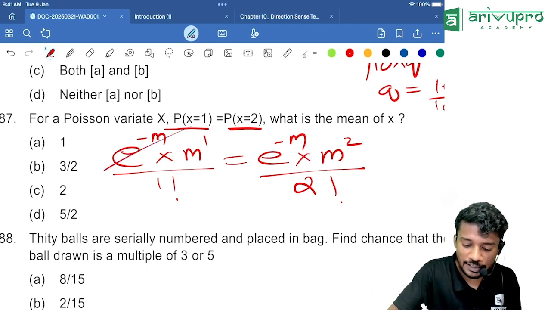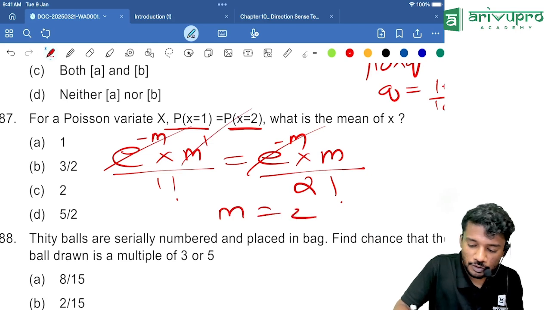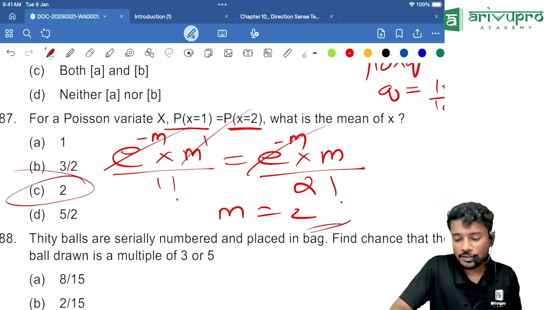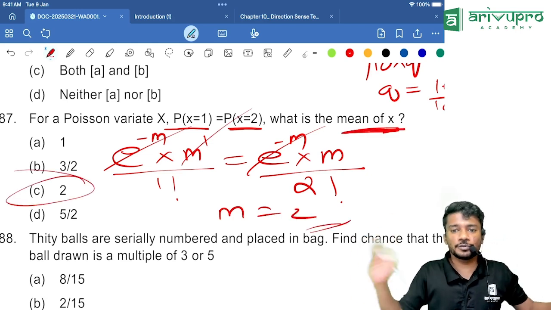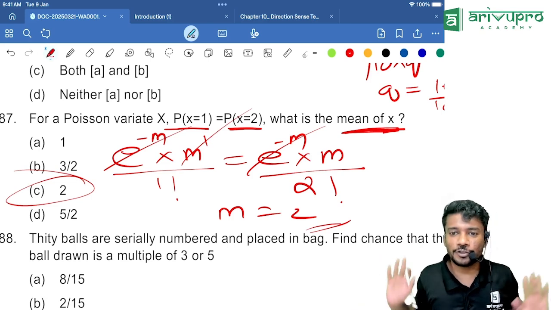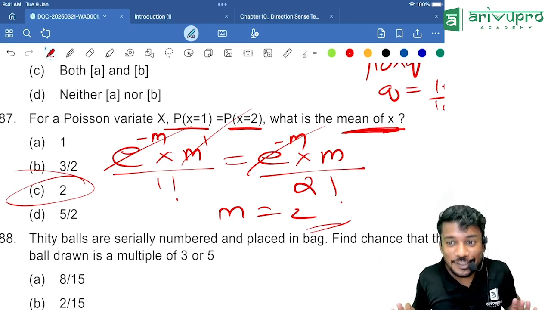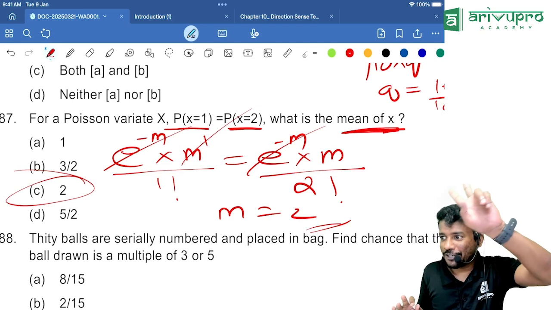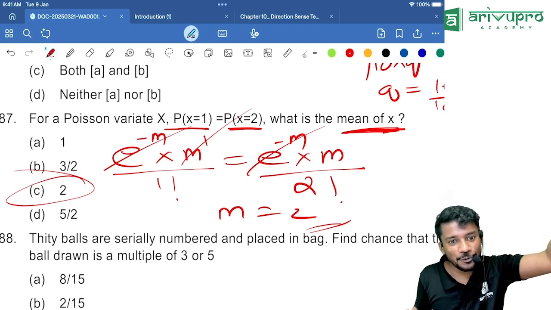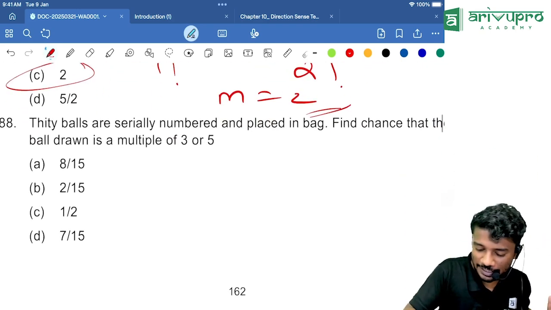So what is the answer? e raised to minus m, e raised to minus m, m and 1 of the m. M is equal to 2. Yes, mean m is equal to 2. Variance is equal to 2. Mode is equal to 2 comma 1. So if m value is 2, mode will be 2 and 1, that is 1 less than m.